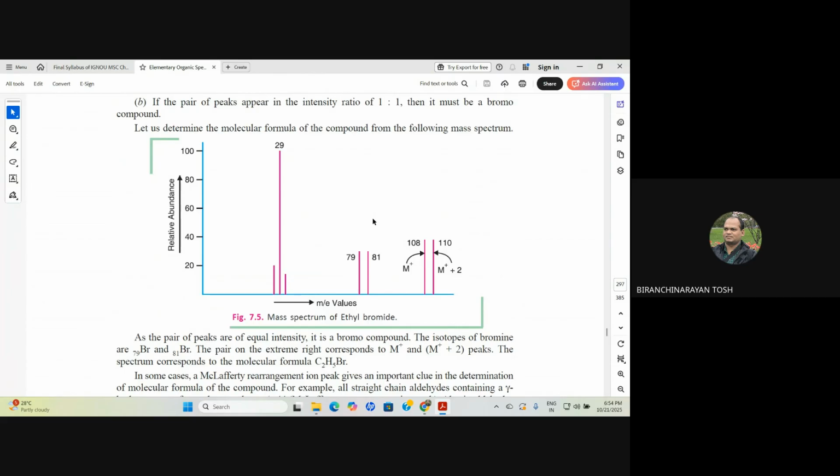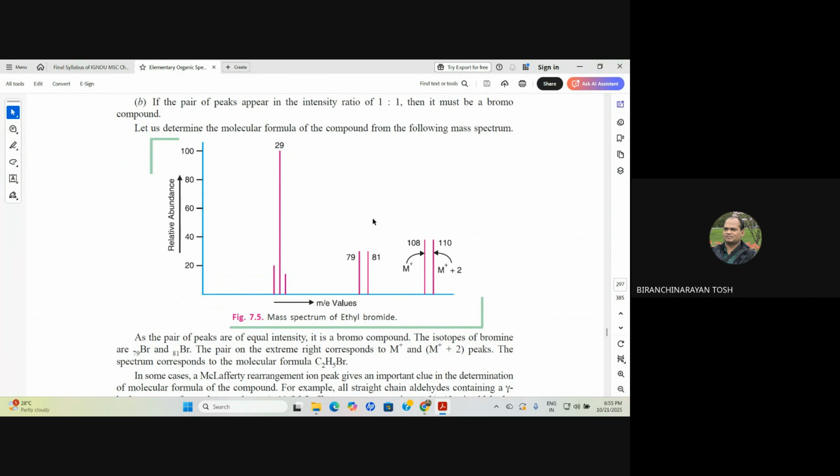The isotopes of bromine are bromine 79 and bromine 81. The pair on the extreme right corresponds to M plus and M plus 2, that is 108 and 110. The spectrum corresponds to the molecular formula C2H5Br. Bromine is 79, H5 means 5, so 79 plus 5 is 84, and 2 carbons means 24. So 84 plus 24 is 108, and M plus 2 will be 110. So the spectrum is C2H5Br.